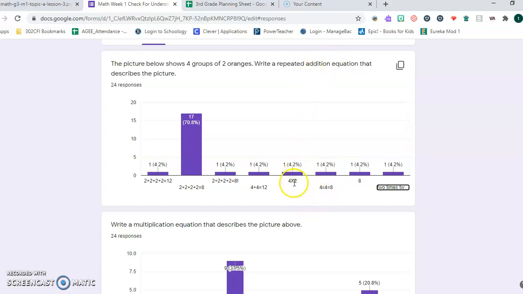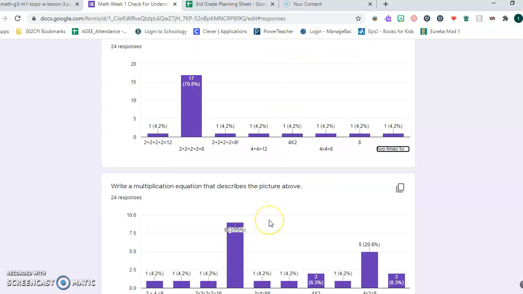And both of these two, 4 times 2 and 4 times 4, are both multiplication equations. This one doesn't describe the situation at all because we've got four groups of 2, not four groups of 4. So this would be four groups of 4 equals 16. So this one has numerous problems, and this one here, 4 times 2 equals 8, is a multiplication equation, not a repeated addition equation. You got to make sure you follow the instructions that you're given.